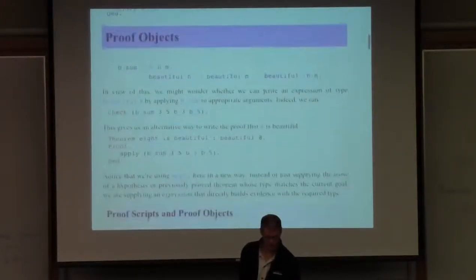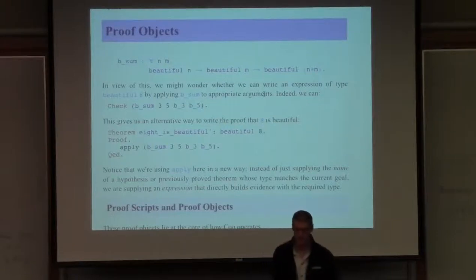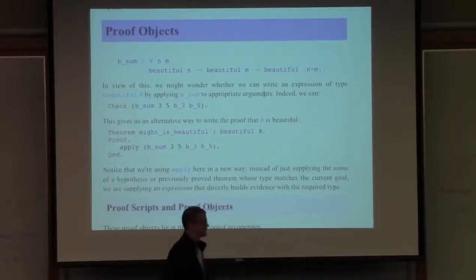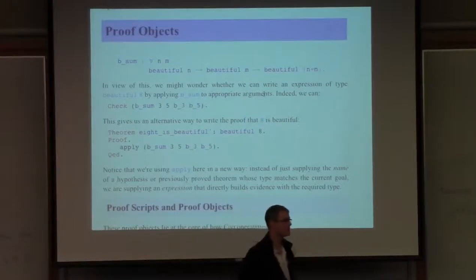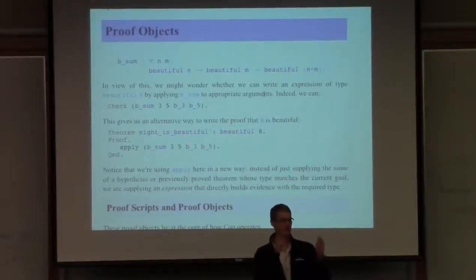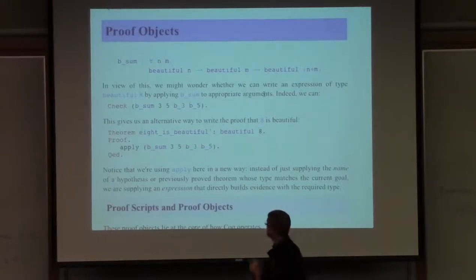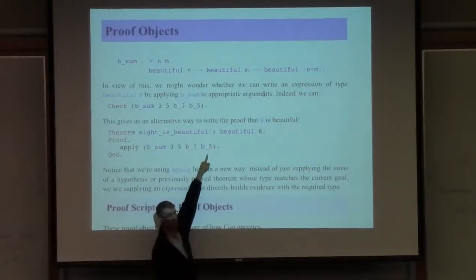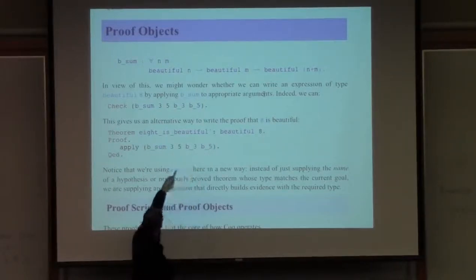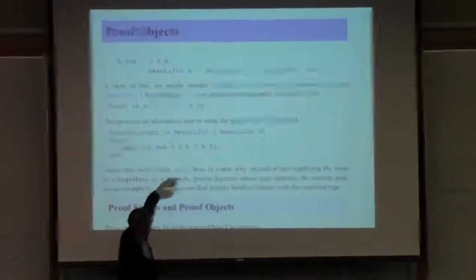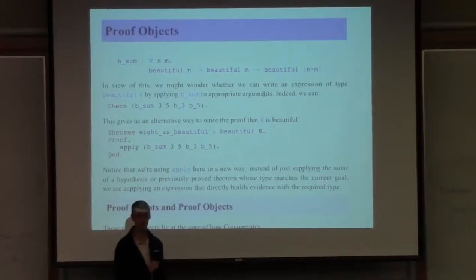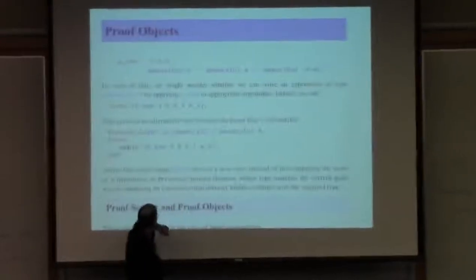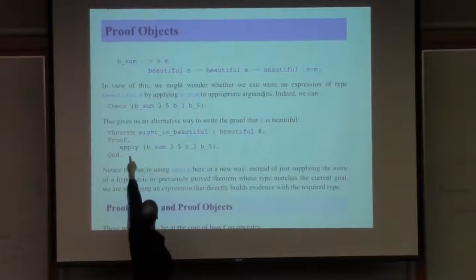Okay, now we might wonder whether instead of apply, we could just say, well, if what I need is evidence that 8 is beautiful, why can't I just build that myself? Why can't I just build the term? What term would it be? It would be this one. B sum applied to 2 numbers and 2 proofs. And indeed, if we check the type of this term, its type is beautiful 8. So if we're trying to prove 8 is beautiful, we can just say apply this.